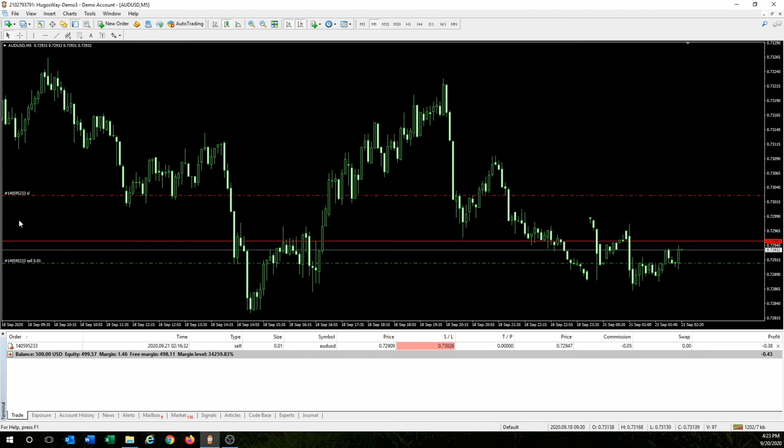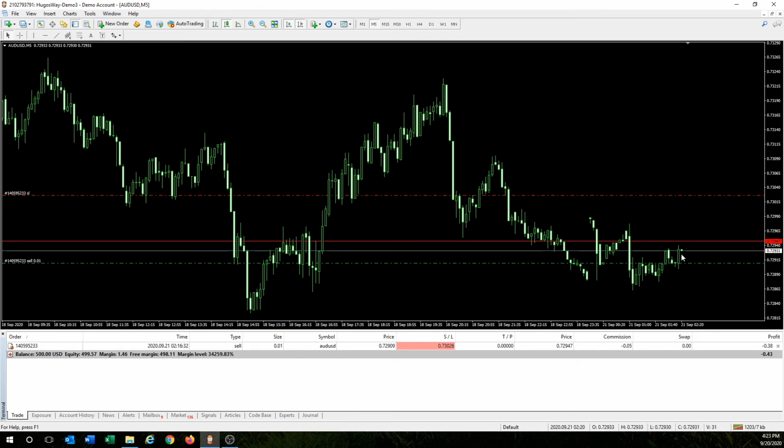Because we're selling right now, we're expecting price to go down. That's why we're selling. So when we're selling and price starts going upwards, by setting a stop loss, we're controlling how much we lose out of our account.